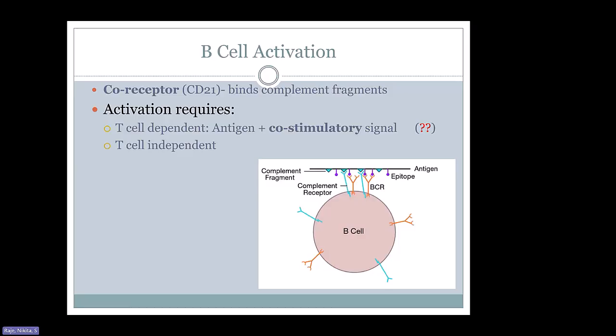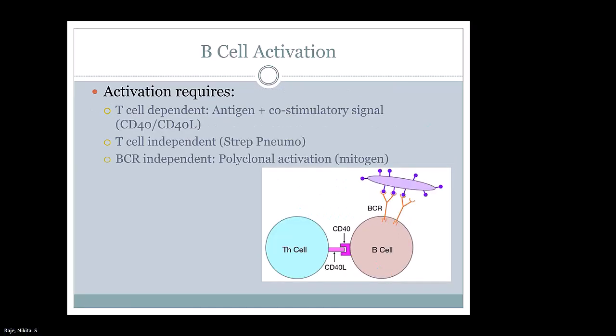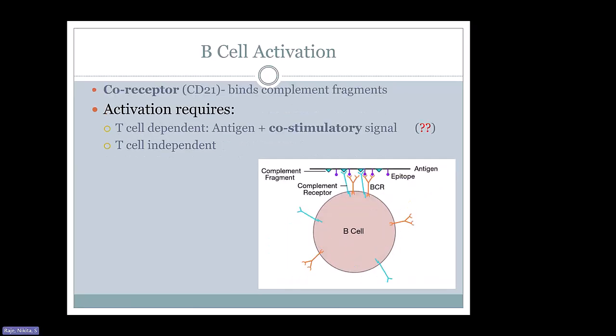The T cell dependent antigen will require help from T cells, and the T cells provide that co-stimulatory signal. Anyone know what that is? For B cells? CD40 ligand. And then the other one is T cell independent. We saw the cross-linking, which is independent of the T cell. So activation of B cells can occur in two ways: T cell dependent and T cell independent activation.